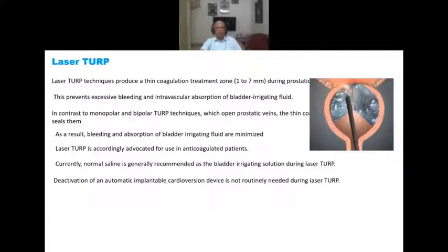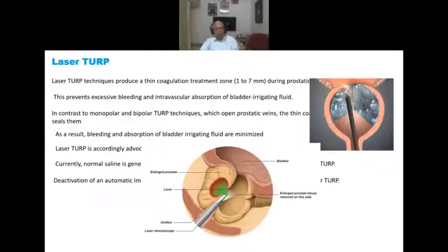So the three advantages of laser TURP: it can be used in anticoagulated patients without stopping the anticoagulant. You can use normal saline for irrigation, which is almost isotonic, and you can use the procedure without any complication in patients with pacemakers or implantable ICDs. So this is how the whole thing looks like. The laser beam is inserted and the laser goes off and it vaporizes the tissues.